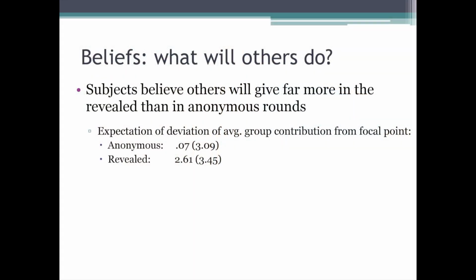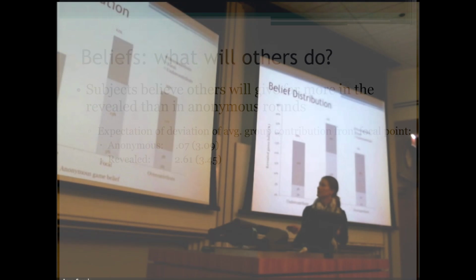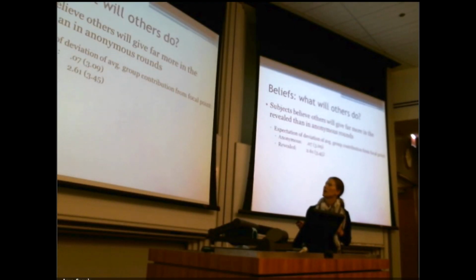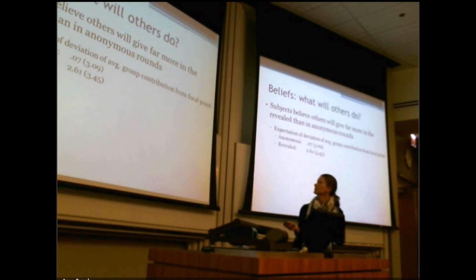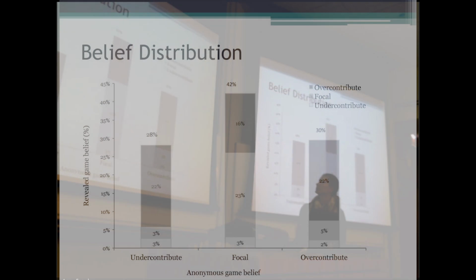So when we look at the expectation of the deviation of what people believe others will contribute, this is confirmed. In an anonymous game, people think that pretty much the focal point will be reached. They think that everybody will give 5 out of 10, and maybe a little bit more. In the revealed game, people think that everybody else is going to give far more, approximately 7.6, which is really a lot. So they believe that their peers are very sensitive to reputation, even if they themselves are not.